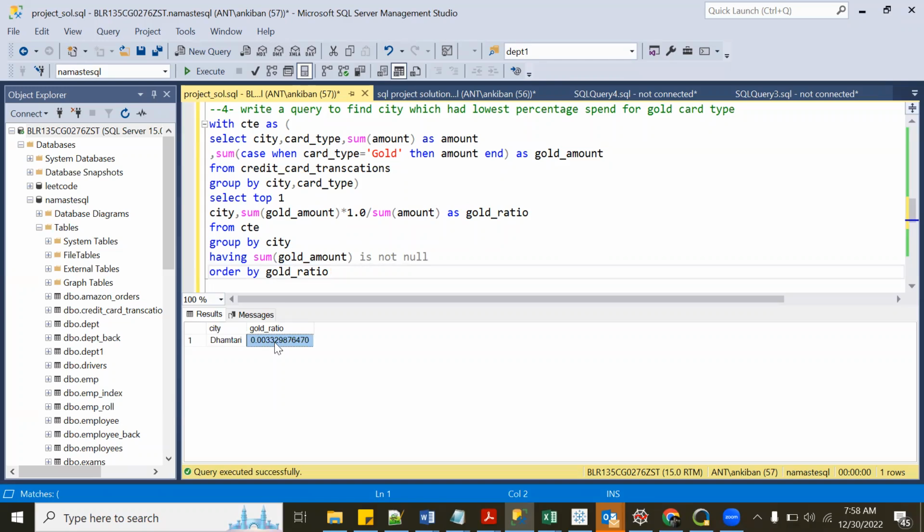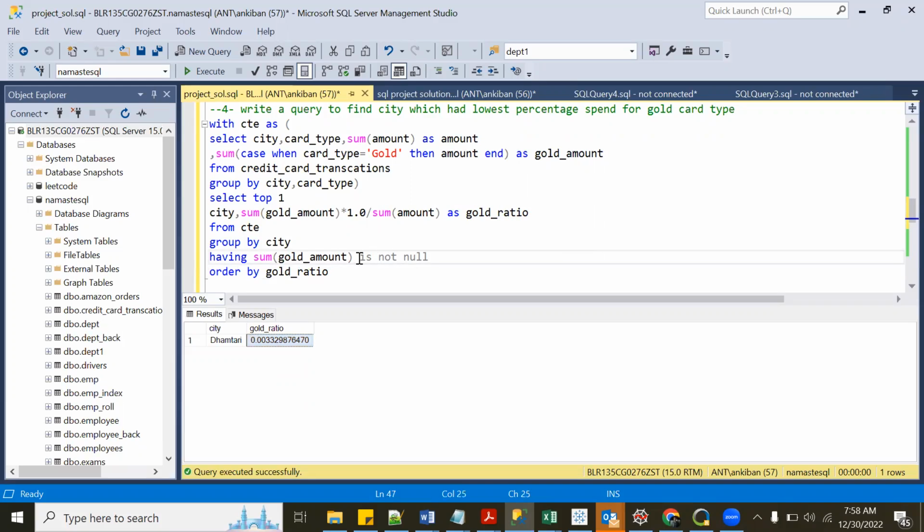Ankit, I had a question here. Go ahead. Having sum of gold amount is not null, right? Can we remove this statement and whenever we are getting the null transactions, replace it by zero value, giving NVL of amount, zero? Yeah, we can do zero. But then there will be multiple cities with zero, right? I don't want to see the null value. I want to see it as zero, but I want to remove this is not null statement.